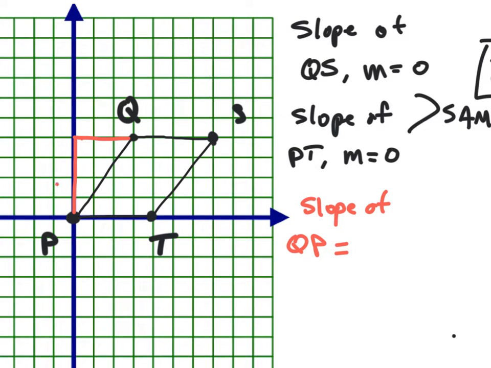And notice that I go up 4 and then over 3. And because we're going in this direction, I know it's positive. So the slope of QP is 4/3, okay?